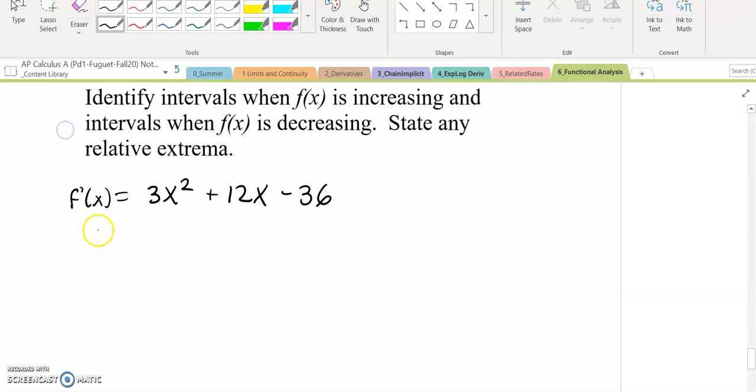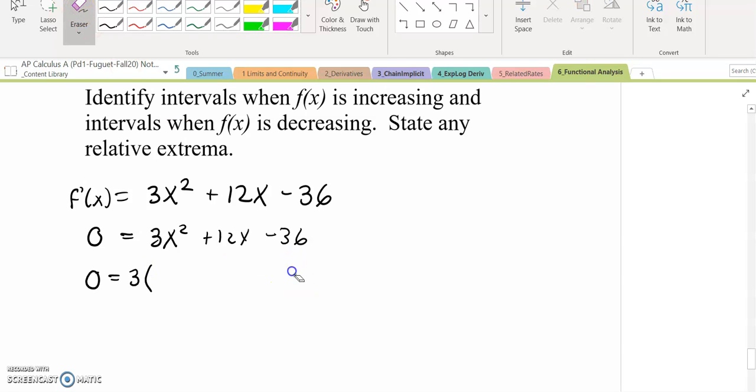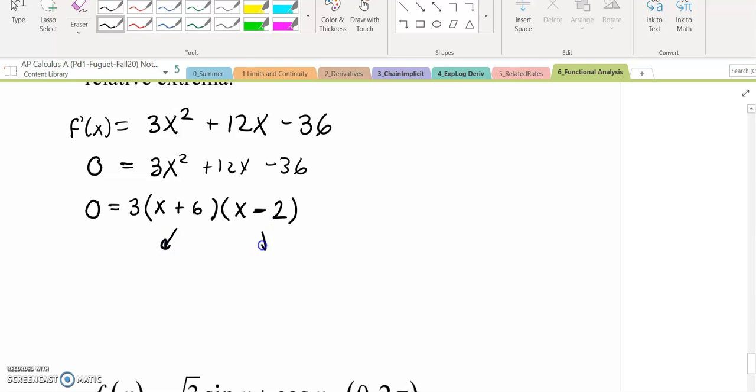So there's my derivative. We're going to go ahead and set that derivative equal to 0, and we're going to solve this. What I can do is factor a 3 out, and I'm actually just going to skip ahead, that's going to become x squared plus 4x minus 12. And so when I factor that, we're going to get x and x, plus 6, minus 2. And so when I solve each of these, we're going to get x equals negative 6, x is equal to 2. And these are going to be my two critical points.